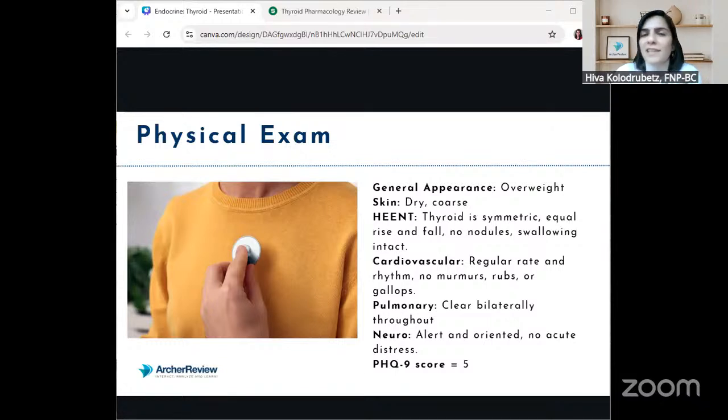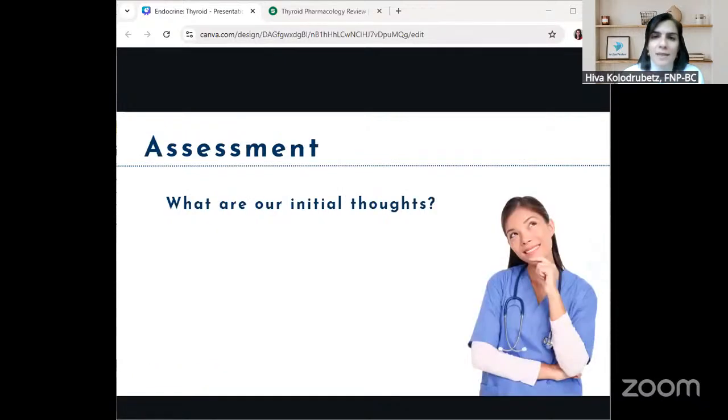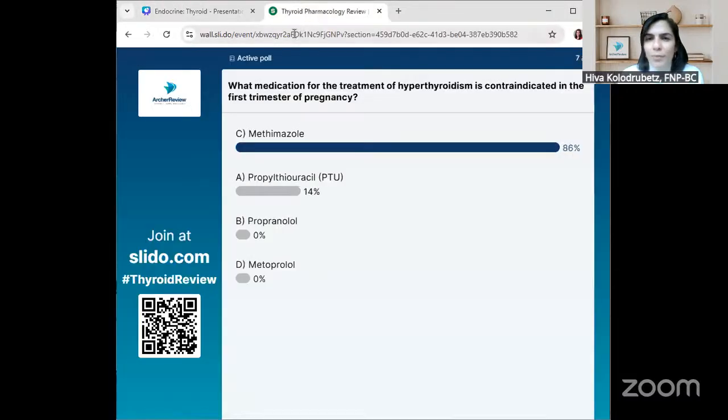She's alert and oriented. No acute distress, but you did go ahead and get a PHQ-9 on her, and we have a score of 5. So we do see some mild depression signs and symptoms. So now I'm going to launch our open text poll. Let's see.